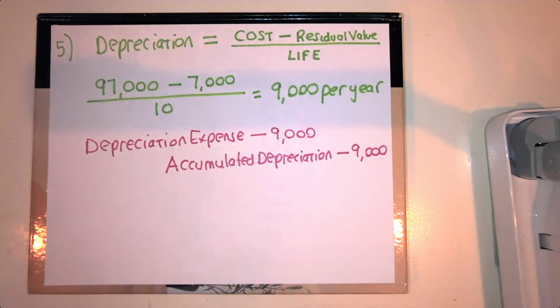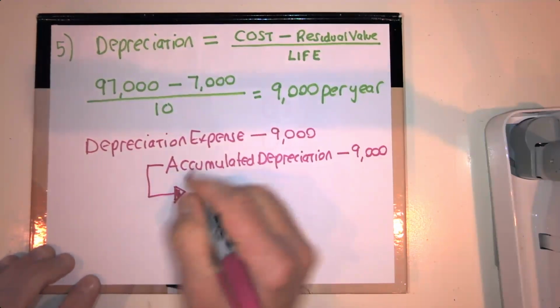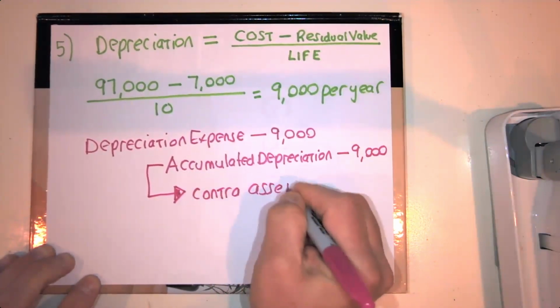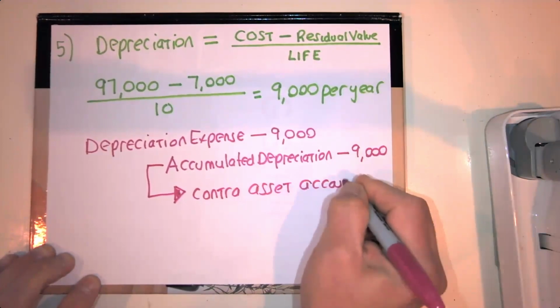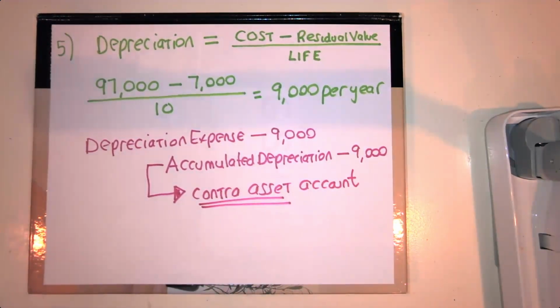What type of account is accumulated depreciation? It's a contra asset, right? Very good. Keaton, absolutely correct. It is a contra asset account. So our accumulated depreciation is an example of a contra account, specifically a contra asset account.